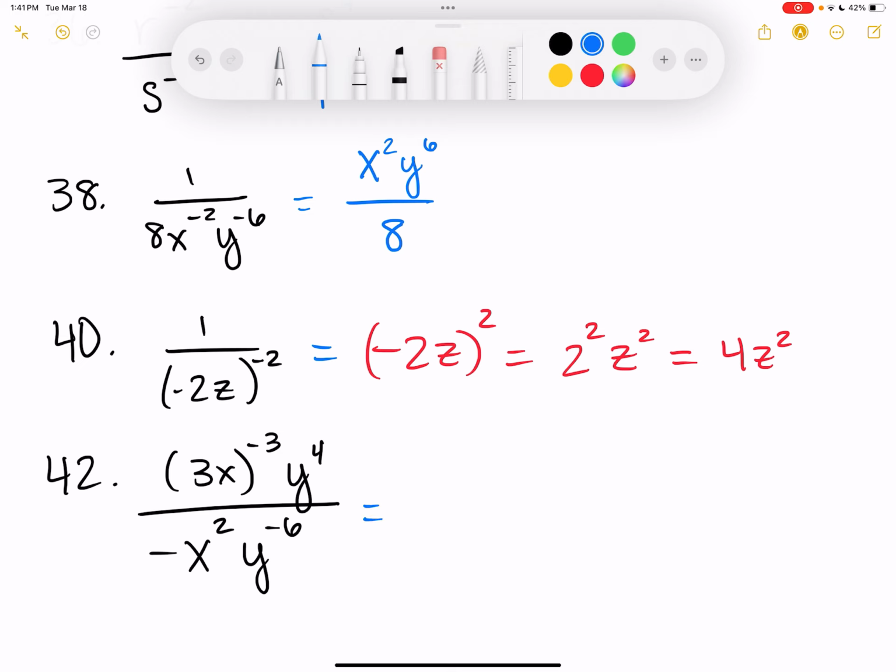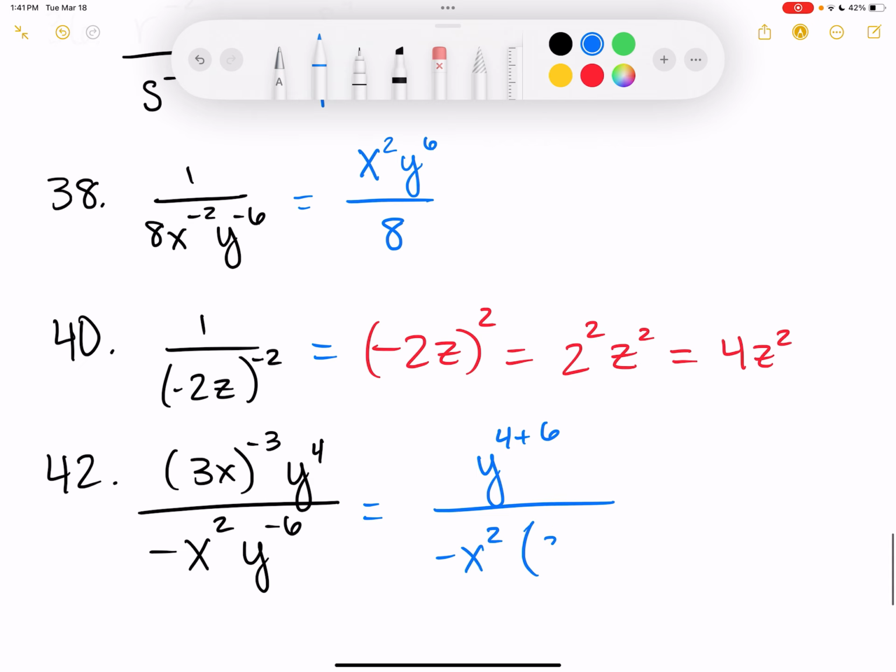Notice this 3x has to go together as a pair though. So I'm going to end up with, on top, y to the 4, moving that up, plus 6, over negative x squared times 3x cubed. Now we distribute with the 3 and the X. And what do I get on top? I'll do that in one step also. Y to the 10th over, I still have negative x squared, times 3 cubed, times x cubed.